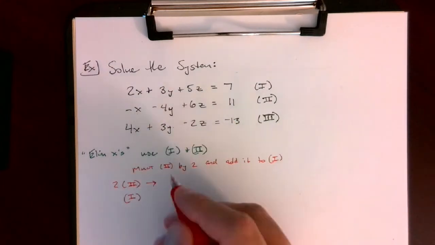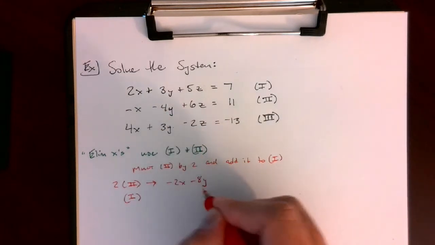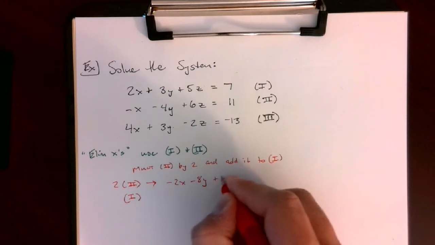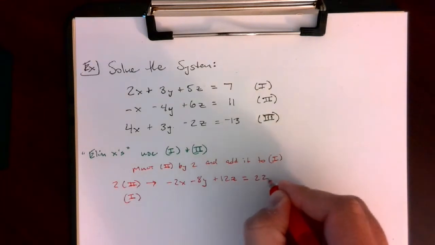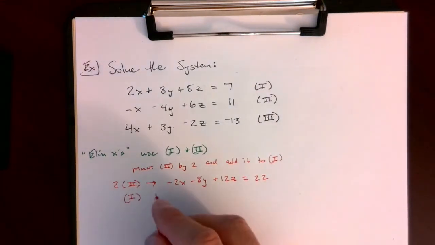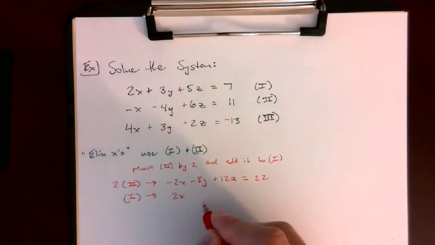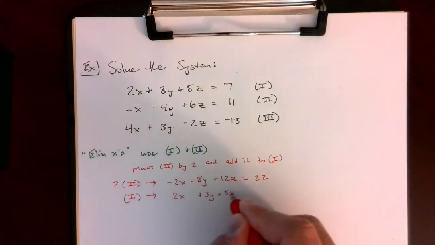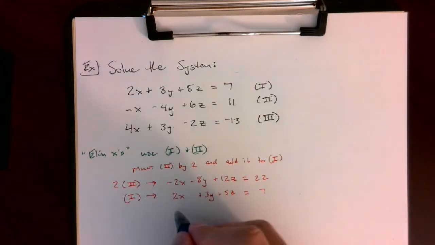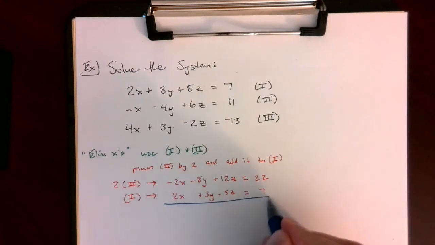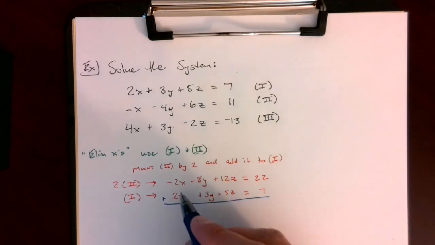So 2 times a negative x will be a negative 2x. 2 times a negative 4y will be a negative 8y. 2 times 6z will be a positive 12z. We have our equal sign. Don't forget to use the opposite side. 2 times 11 gives me 22. So I multiplied equation 2 by 2. I'm going to add it to equation 1, which I'm just going to write straight out as it is. So it was 2x plus 3y plus 5z equals 7. And remember, elimination is sometimes called the addition method because you add these together. When I add these, we have a negative 2x plus 2x, and those will cancel. And they should.